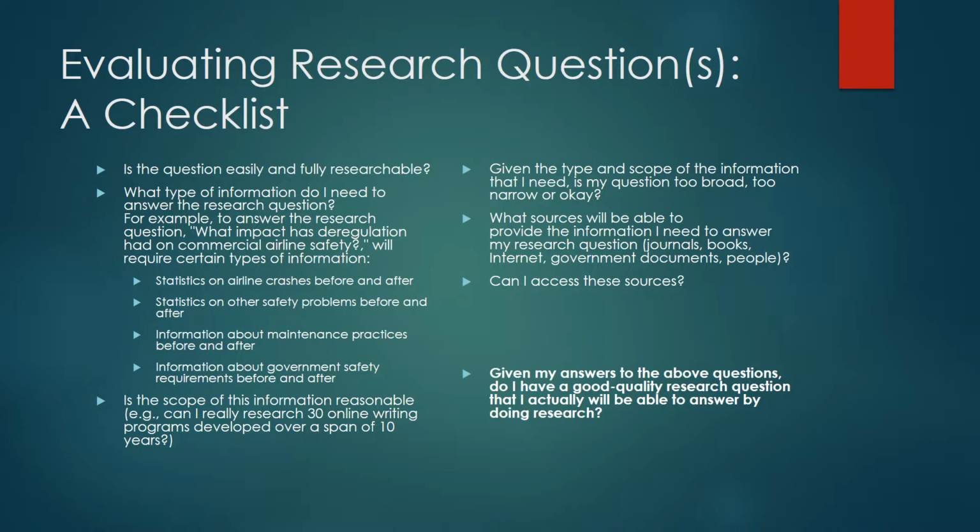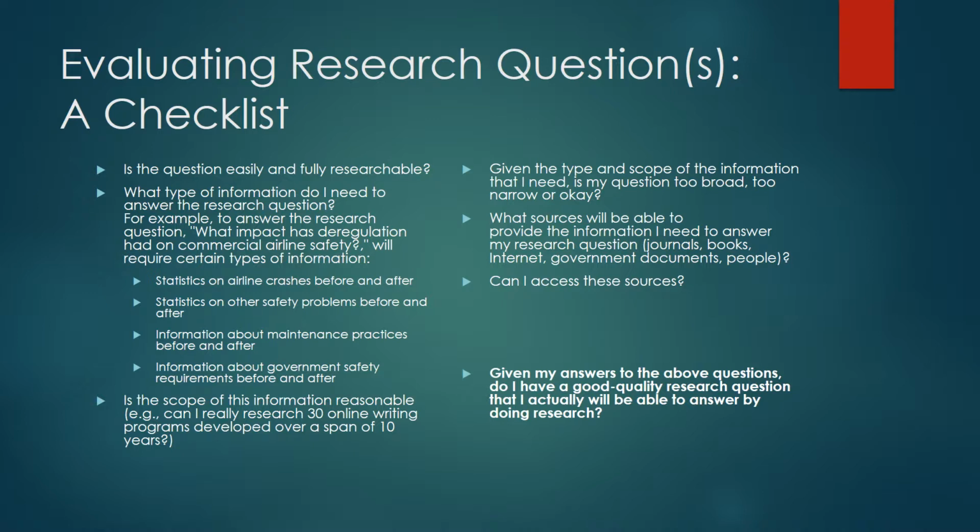So for example, to answer the research question, what impact has deregulation had on commercial airline safety, will require certain types of information. Those are possibly statistics on airline crashes before and after, statistics on other safety problems before and after, information about maintenance practices before and after, and information about government safety requirements before and after.